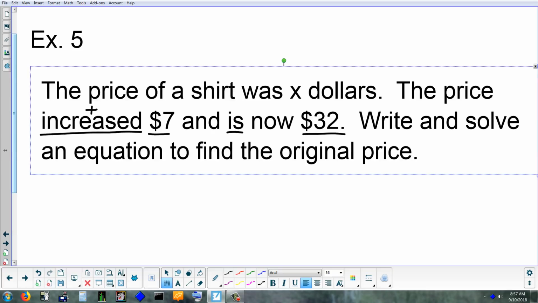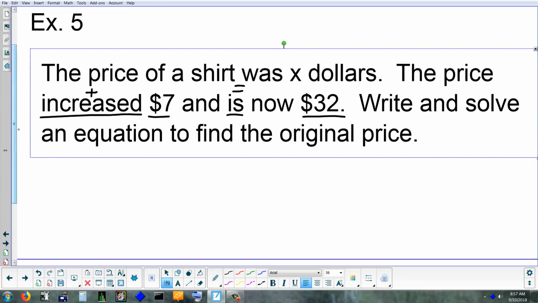So what math symbol could we change "is" to? Mary? Equals. All right. So I think now we've got some symbols. Let's start to write it out. So "increased by," that's addition.